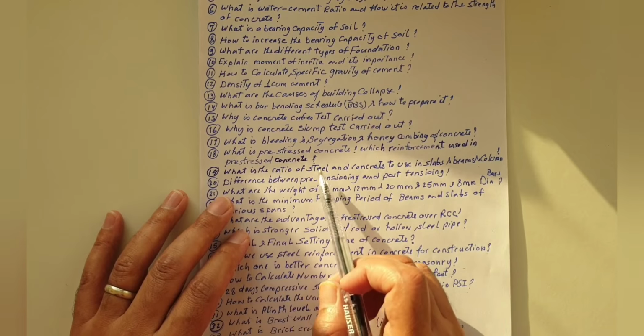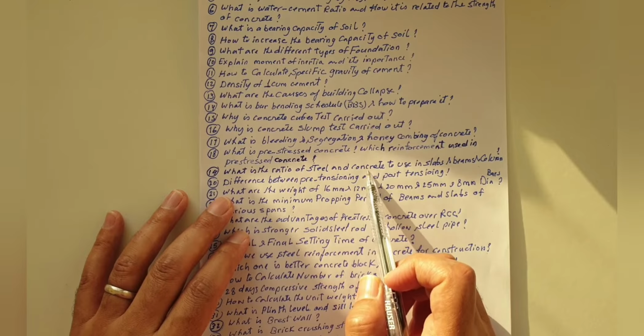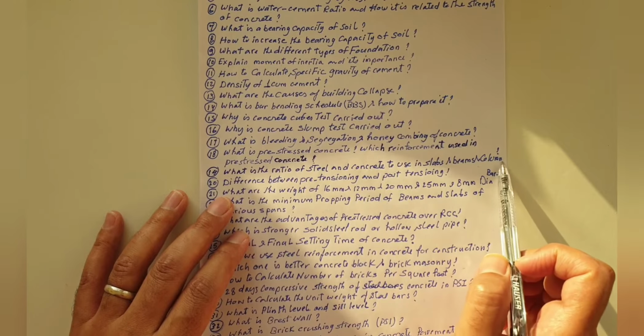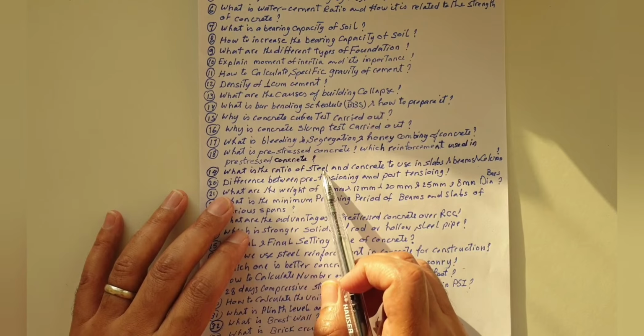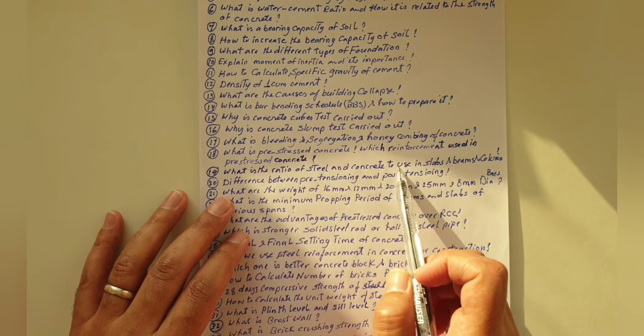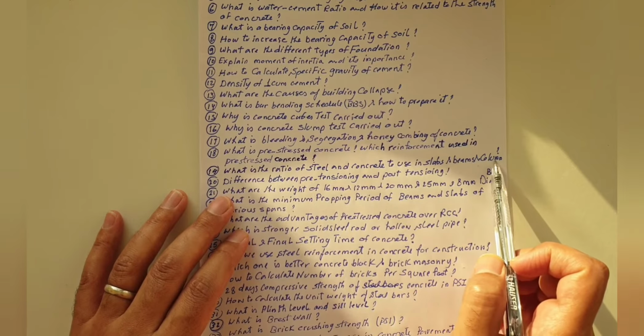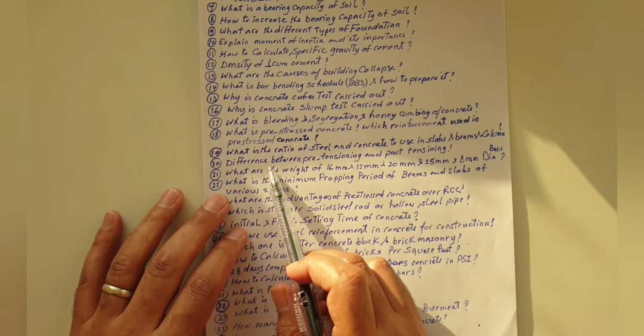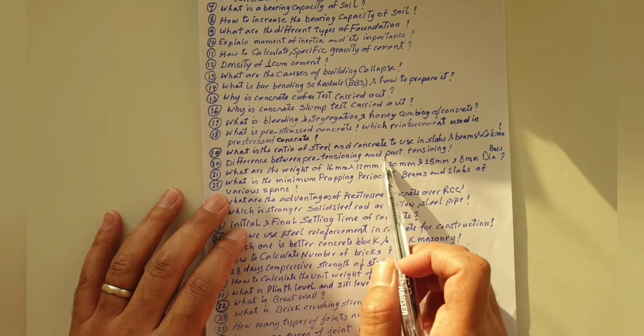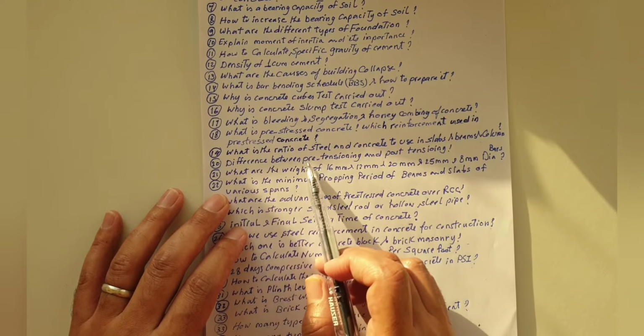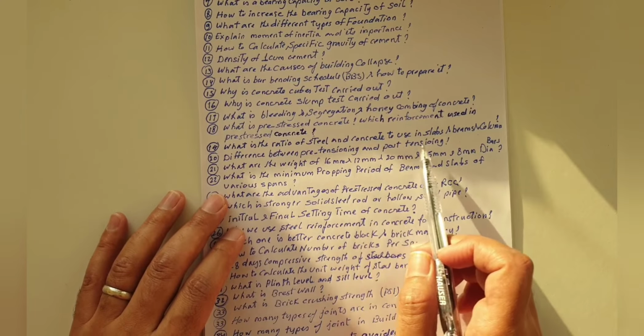What is the ratio of steel and concrete to be used in slabs, beams and columns? What is the difference between pre-tensioning and post-tensioning?